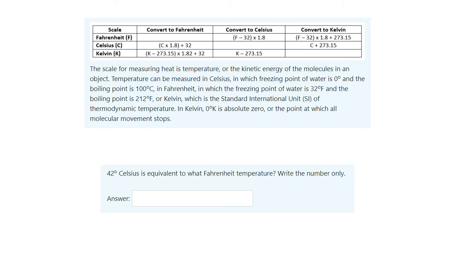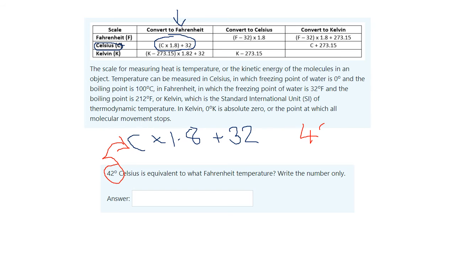Next, we need to convert Celsius into Fahrenheit. So we look here, we have the Celsius and we want to convert to Fahrenheit. So according to this table, Celsius times 1.8 plus 32. So we take our 42 and we put that into the equation. So it's 42 times 1.8, and then add on 32.